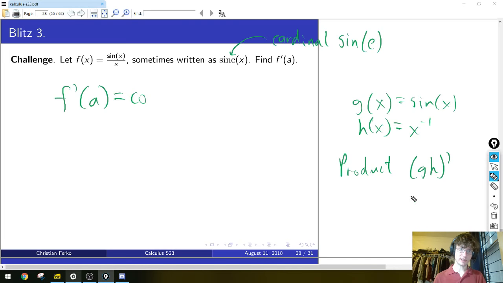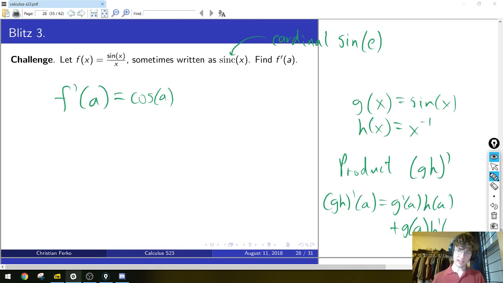It's not a chain rule, it's a product rule. Oh, right. So remember, you don't plug in the second one into the first one for the product rule, but you do for the chain rule, right? So, more explicitly, (gh)' at a, the rule is g prime of a, h of a, plus g of a, h prime of a. So for the product rule, both of them get evaluated at the same place, right?